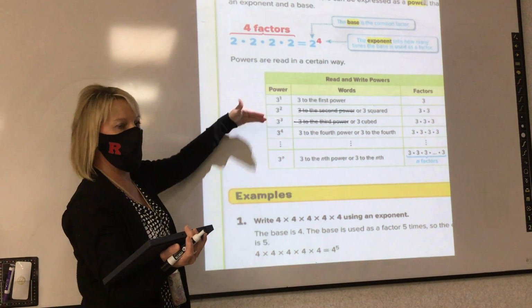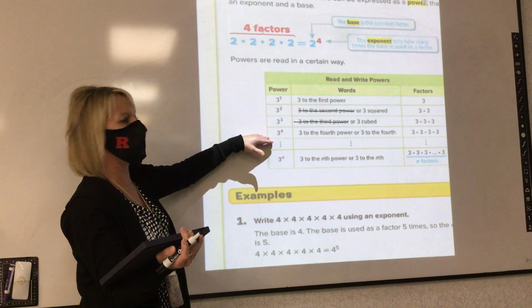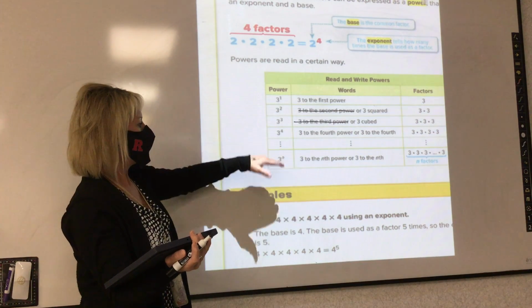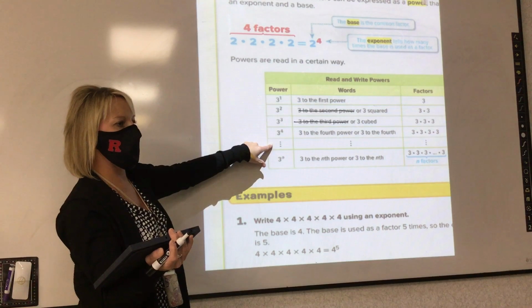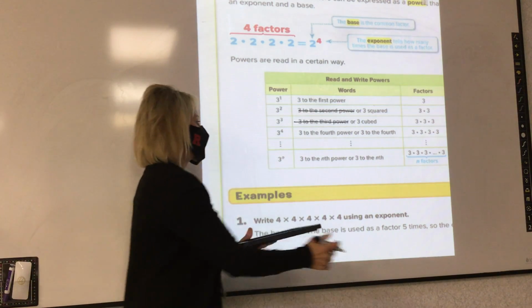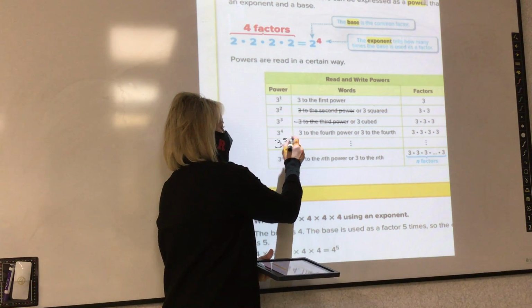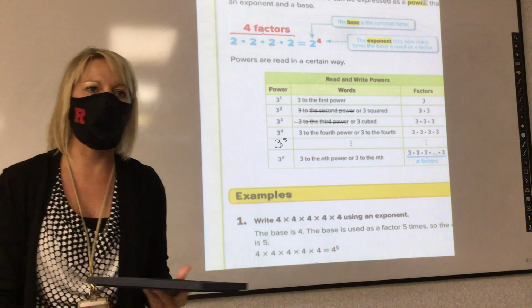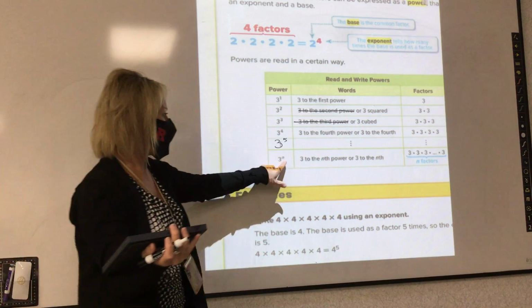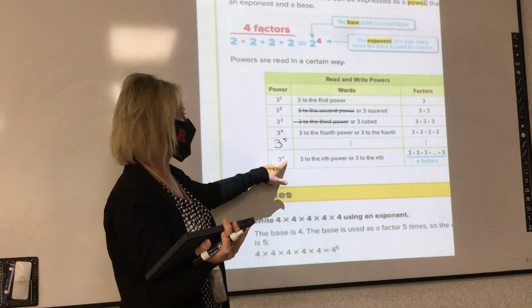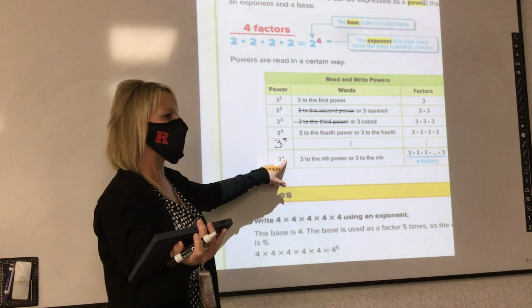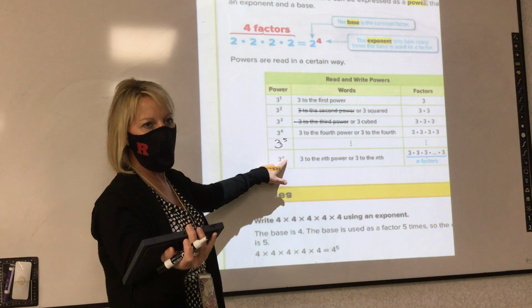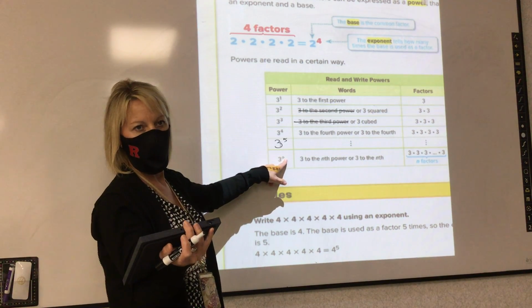After that, you're going to read it to the power. So this is 3 to the fourth power. And then it has these dots. So if I would have 3 to the fifth, you would read it 3 to the fifth power, 3 to the sixth power, 3 to the seventh power. This is why they have an n here. 3 to the nth power. Nth power means the n can be any number. Okay?